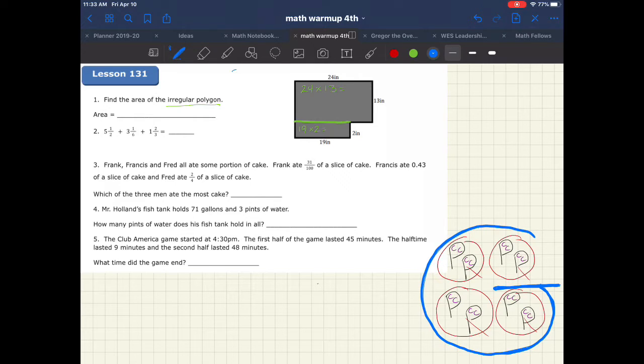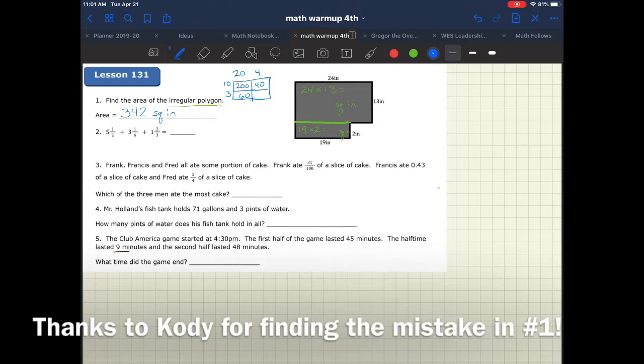24 times 13, we get 240, 60. 3 times 4 is 12. And now we can add these all up. We've got 240 plus 72. So that comes out to 312. So our first one is 312 square inches.